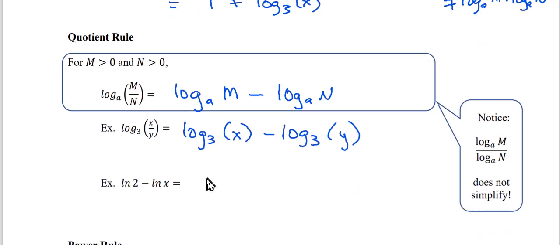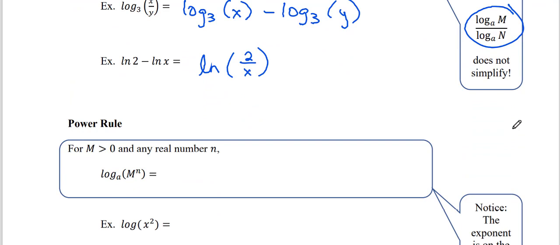This one is just a condensed type problem. This would be the natural log of 2 over x, going the opposite direction. When you have two logs separated by subtraction, you can condense them into a single log with division inside of it. This will not simplify. A log divided by a log does not simplify just using properties of logs.